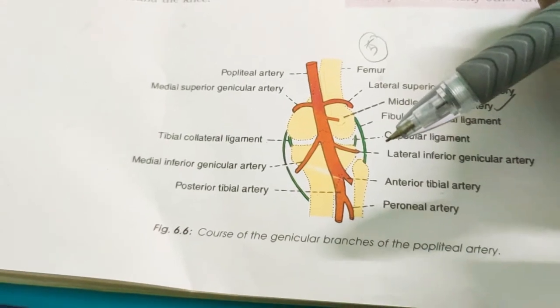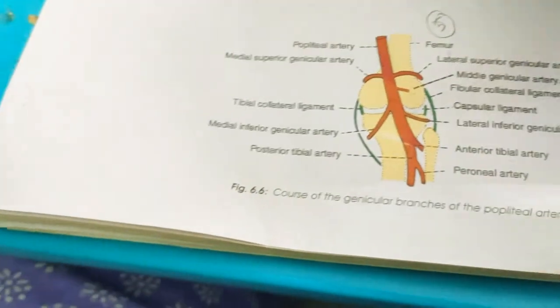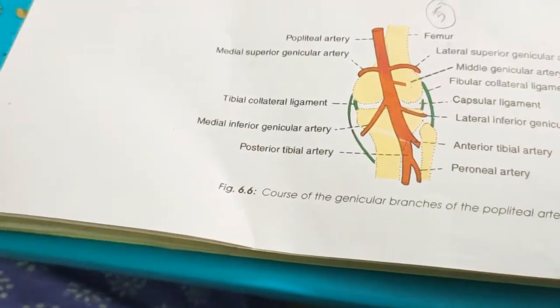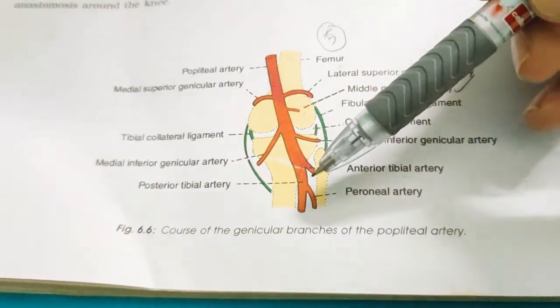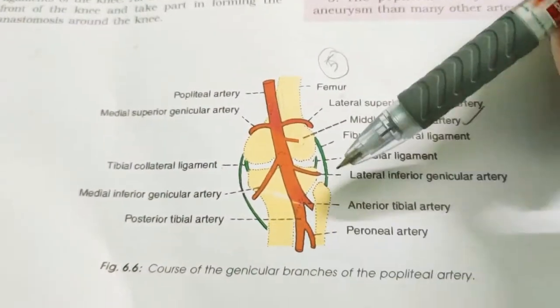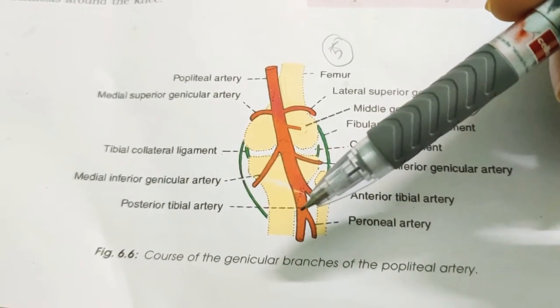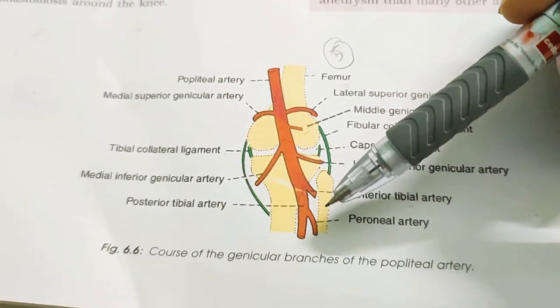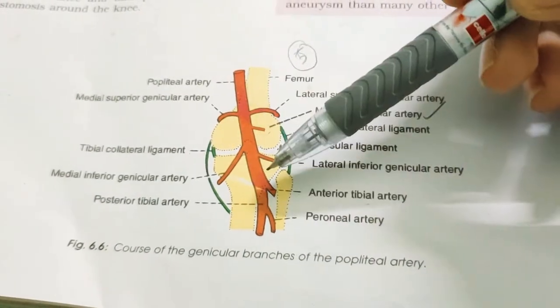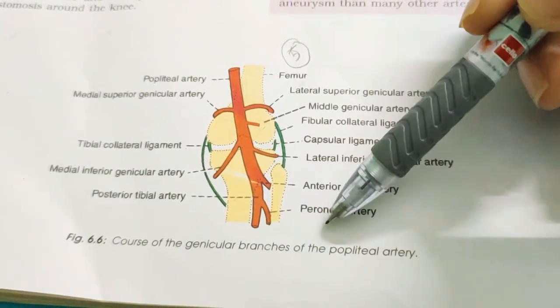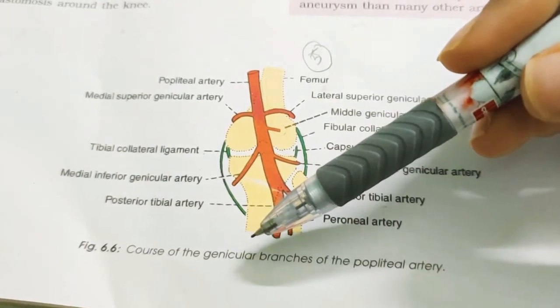Next, it may also divide into anterior tibial and peroneal arteries. So you can see here, this is the peroneal artery, right, and this is the anterior tibial artery. Sometimes the posterior tibial artery may not completely form or may be completely rudimentary. That is, the popliteal artery may only divide into anterior tibial artery and peroneal artery, but no posterior tibial artery.